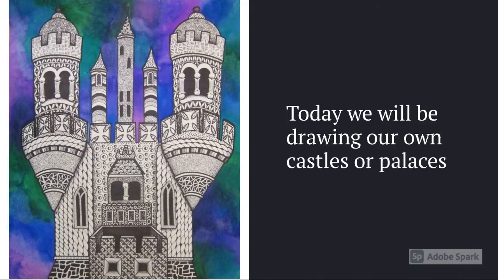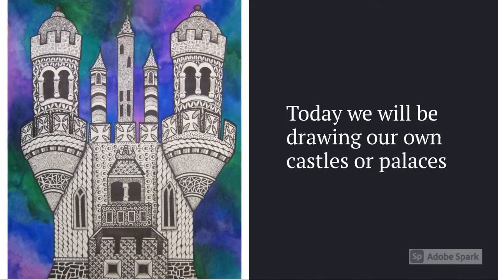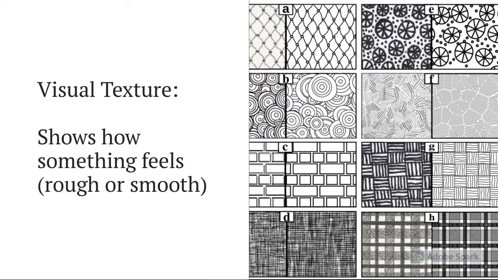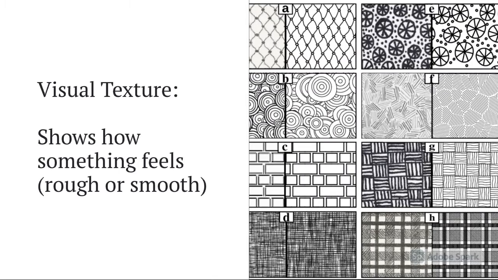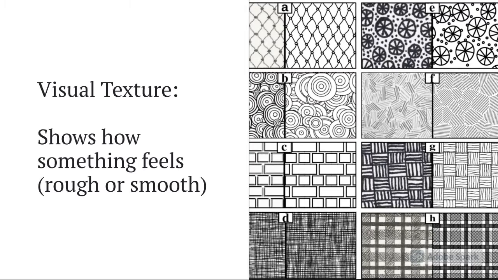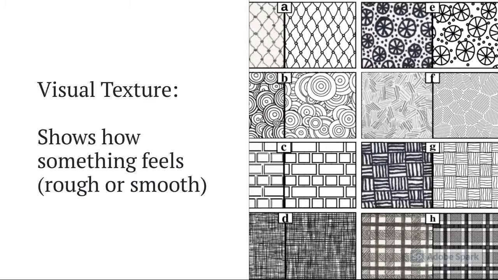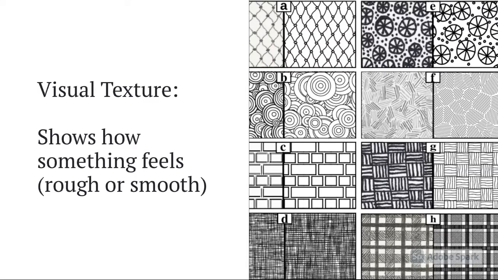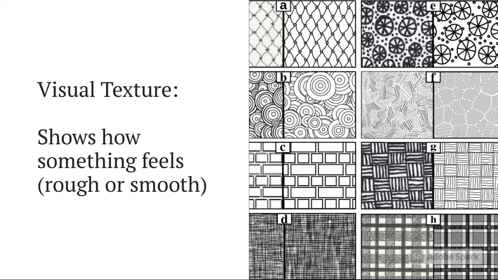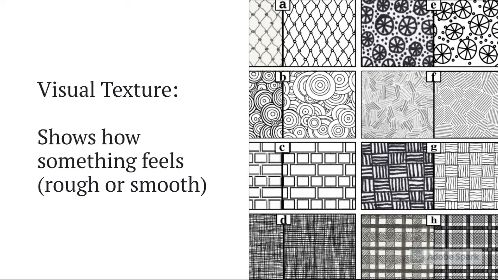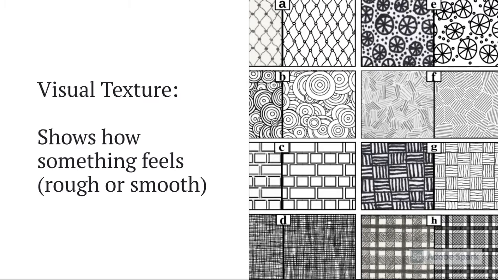Today, we will be drawing our own castles or palaces. In today's lesson, we are going to focus on visual texture. In a two-dimensional drawing, you can't actually feel the texture, but you can draw shapes and lines to make it look like there is texture there. So, texture is how you make something look rough or smooth.